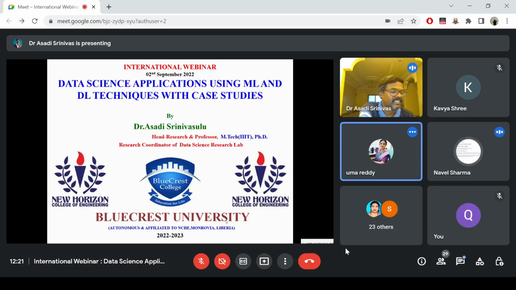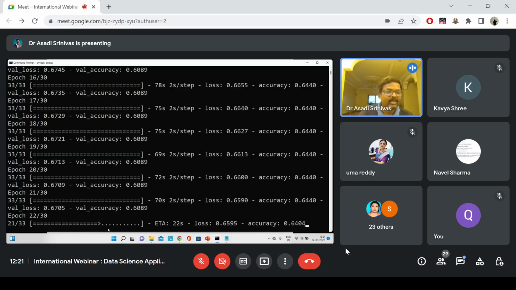So still this program is executing. See here, 22 epochs, because of the huge volume of data it is taking time. My system is not a highly configured system, that's why it is taking time. See now, 22 by 30: it is giving accuracy 64, and loss is still 65 because of the data set I have taken. So that's all from my end. I'm closing the session.